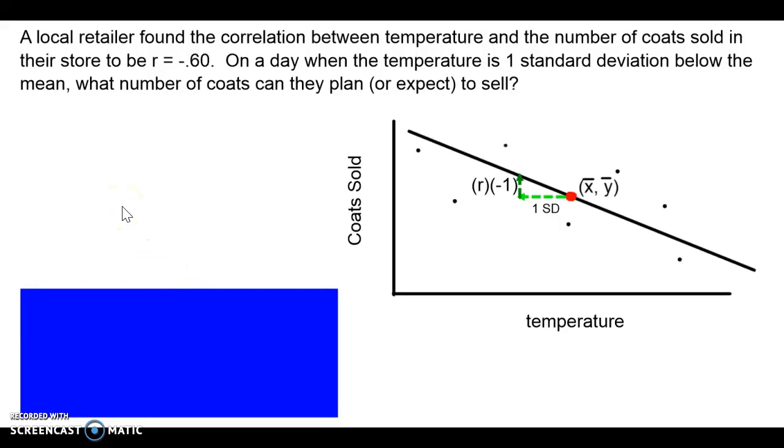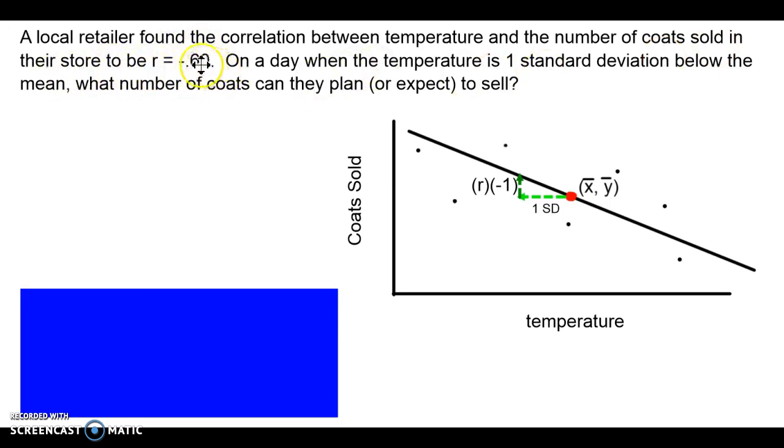All right, I want to talk about these questions that deal with how many standard deviations, or what you can expect to happen. There's a couple of questions like this on our study guide, and I want to go over both of them. So this first question says, a local retailer found the correlation between temperature and the number of coats sold in their store to be R equals negative 0.60.